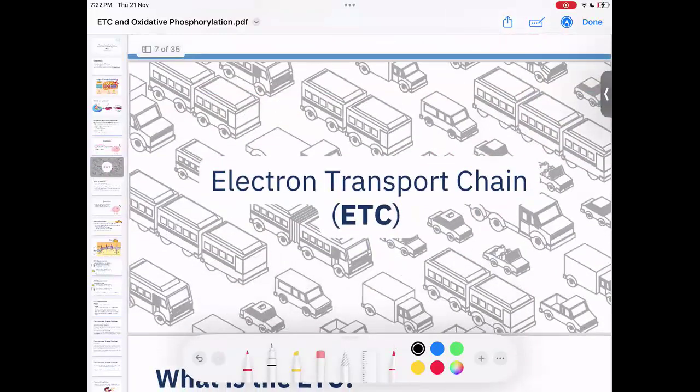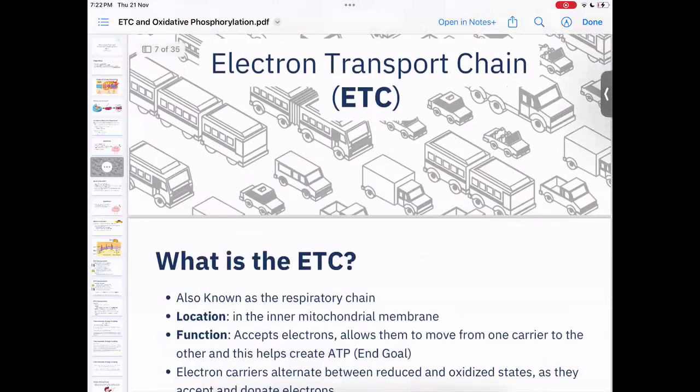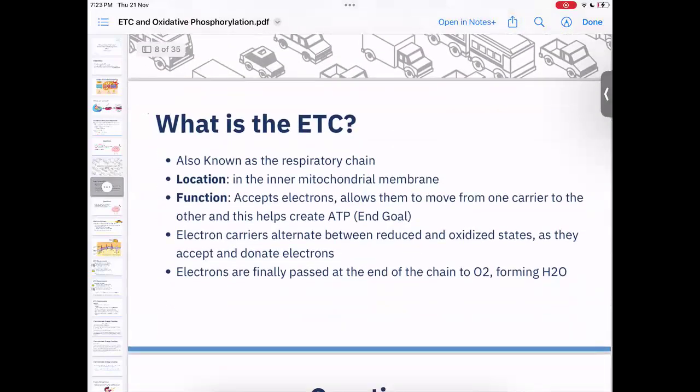Okay, now we've mastered this concept. Let's move ahead to the electron transport chain. Now we're going to discuss the electron transport chain as if it's literally different transporting vehicles, and this will make it easier for you guys to visualize things and understand them, because it's basically all just a connection between different things. So what is the electron transport chain? It's also known as the respiratory chain because it's a very important part of respiration. It's the final step.